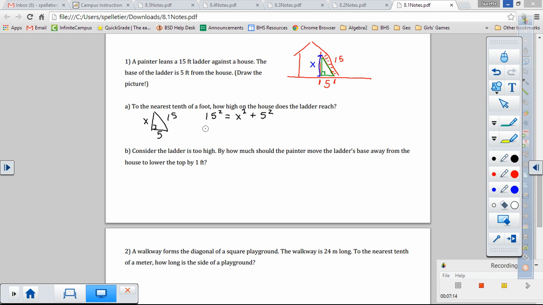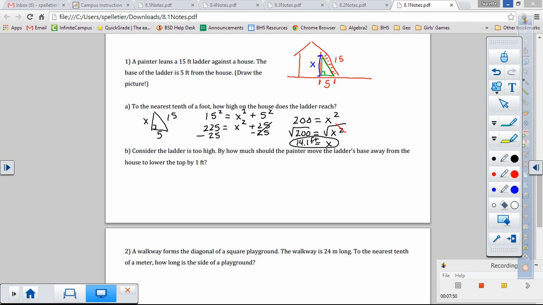So 15 squared is 225. 5 squared is 25. I'm going to subtract 25 from both sides. I'm going to get 200 equals x squared, and then remember to undo an x squared, we square root. So we need the square root of 200. The square root of x squared cancels. x equals 14.1 feet, because the problem is in feet. Okay?